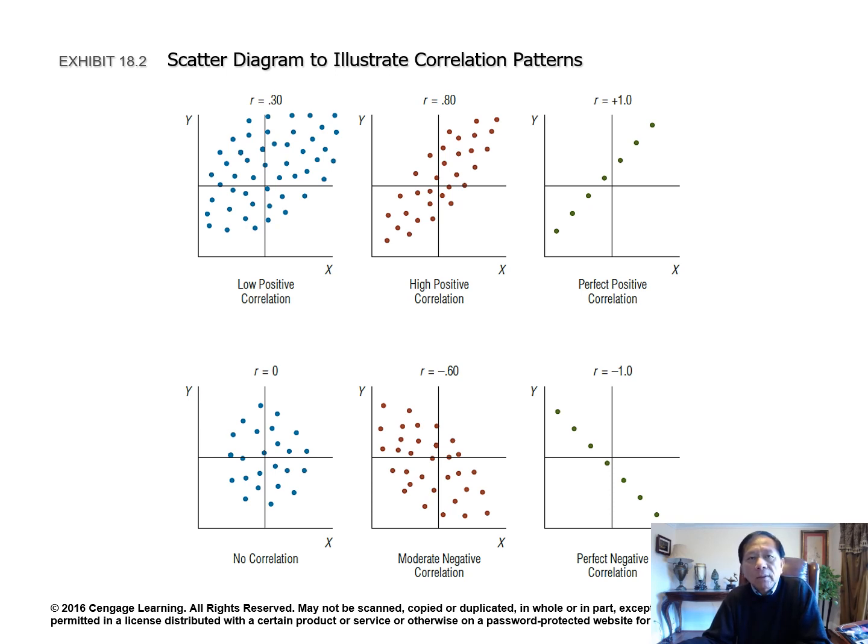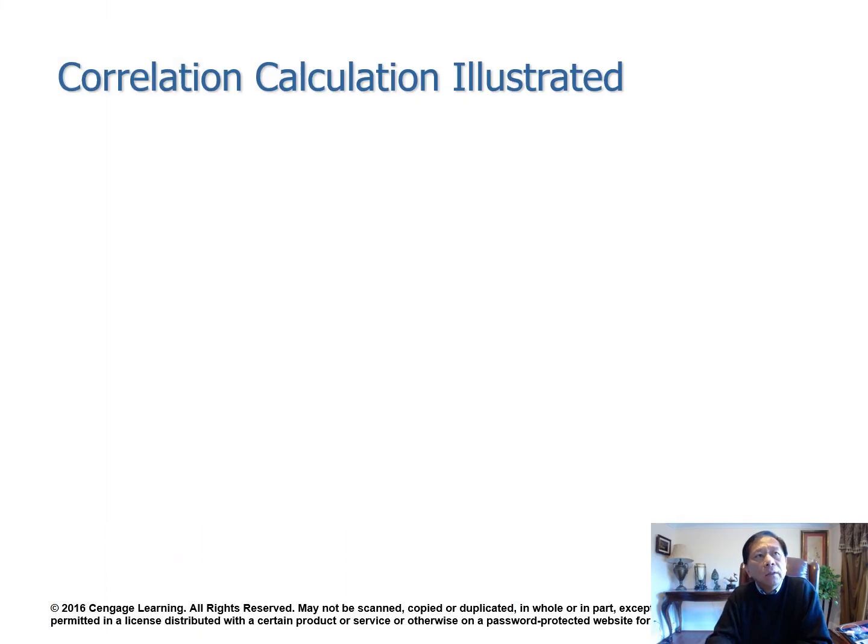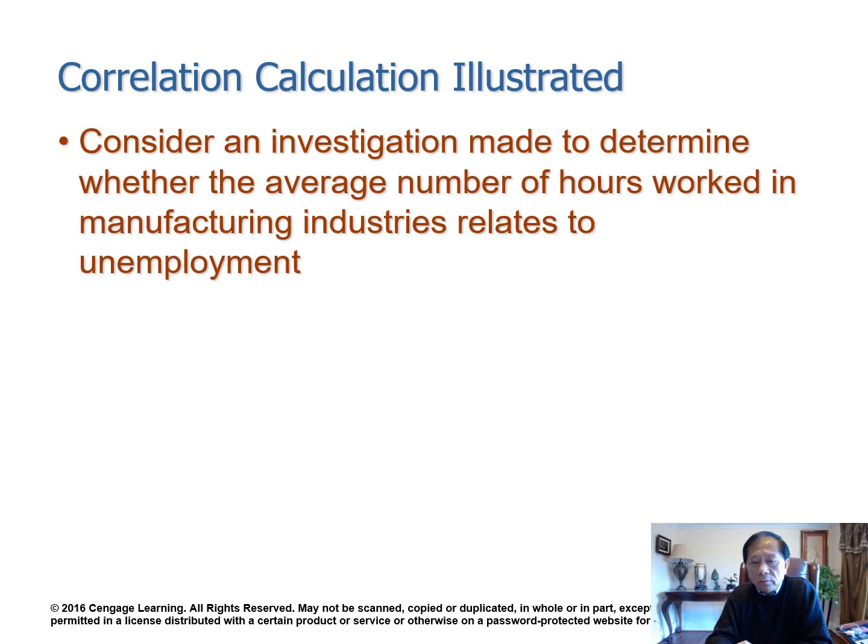And then with r equals minus 1.0, it's a perfect negative correlation. Okay, perfect negative correlation. Correlation calculation, we can illustrate correlation calculation, okay?